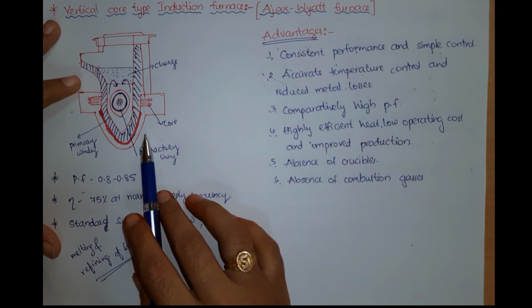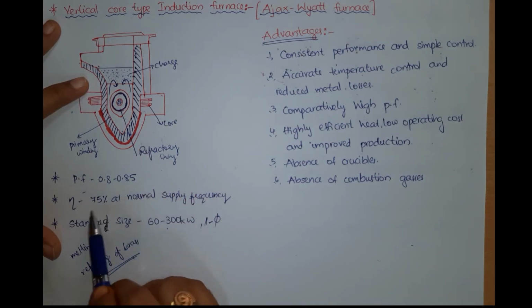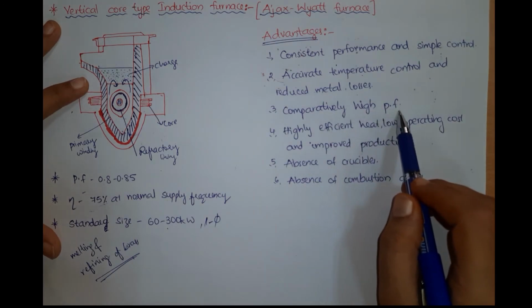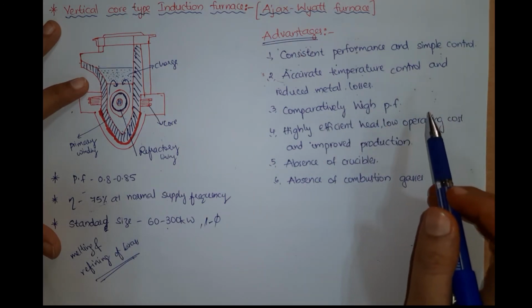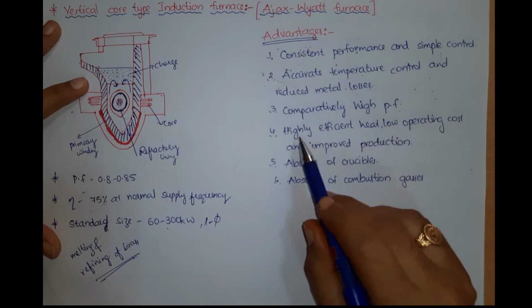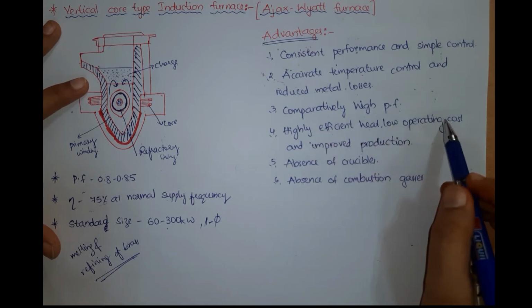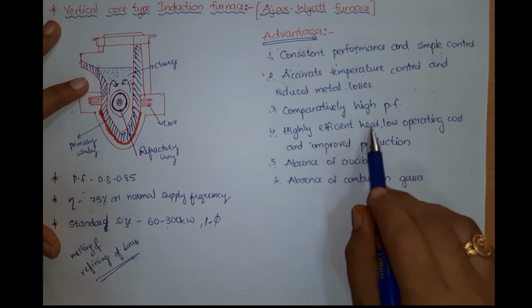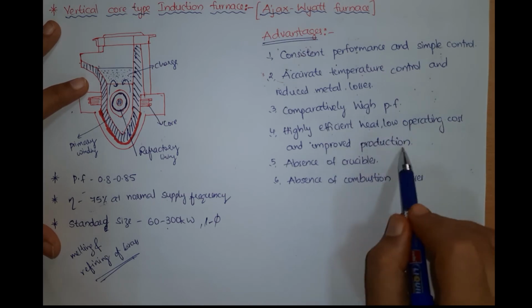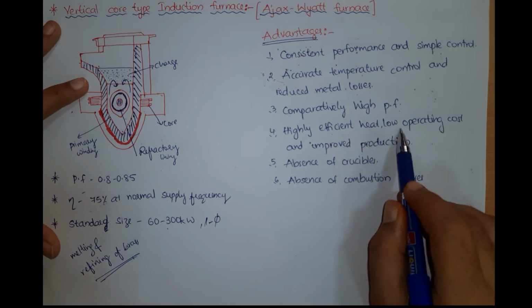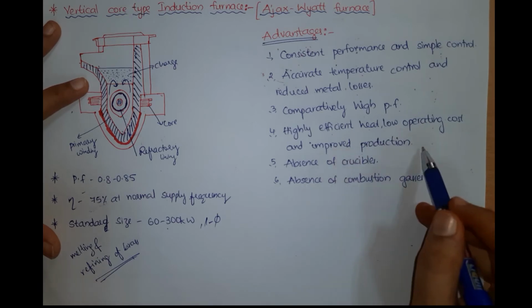That means the complete amount of metal given for heating is used. The efficiency is almost 75%, which is much higher compared to the other types of induction furnace, right? It also has a comparatively high power factor compared to the previous one, that is the direct core type induction furnace. Also, it gives efficient heat production, low operating cost, as well as improved production. These are all dependent one upon another, right? Efficient heat production implies low operating cost, which implies improved production, right?